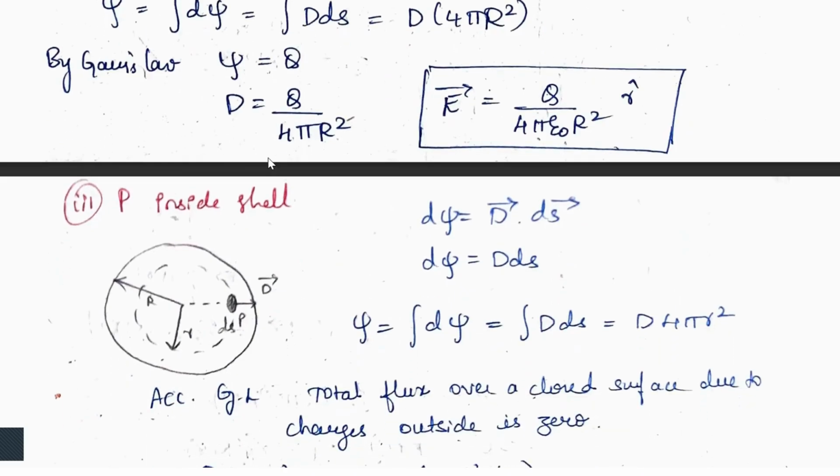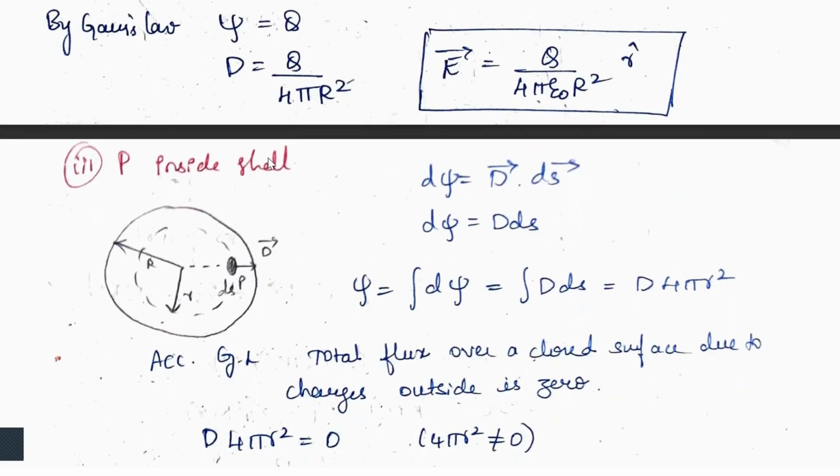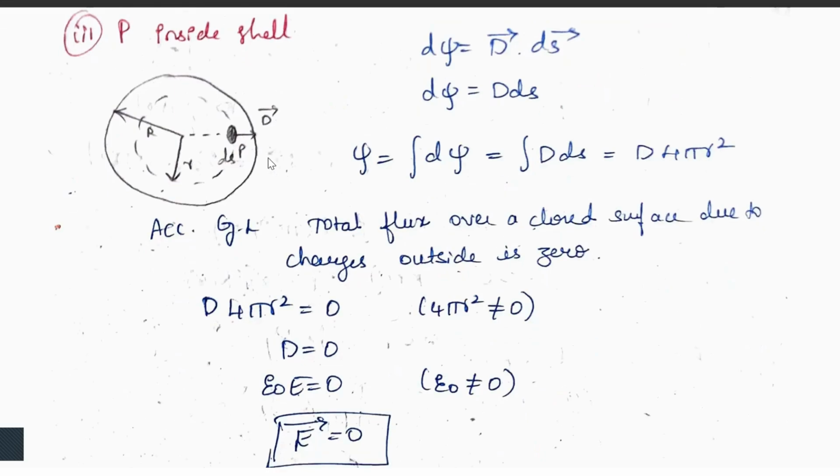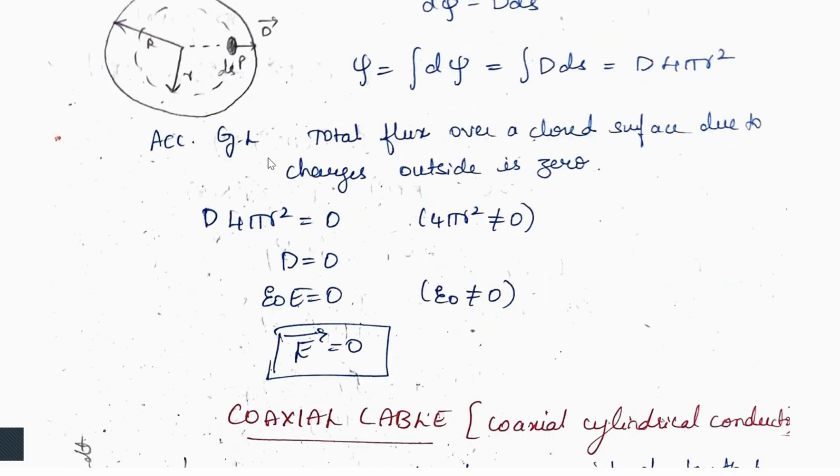Next, P is inside the shell, so that capital R is greater than the small r. Same thing, d psi is equal to D into dS, the dot product is 1. So psi is equal to the integration of d psi, that is D into dS. So our dS is 4 pi r square here. According to Gauss law, the total flux over a closed surface is due to the charges inside it. So D 4 pi r square is equal to 0. Then D is equal to 0, epsilon naught E is 0. So overall the electric field will be 0.